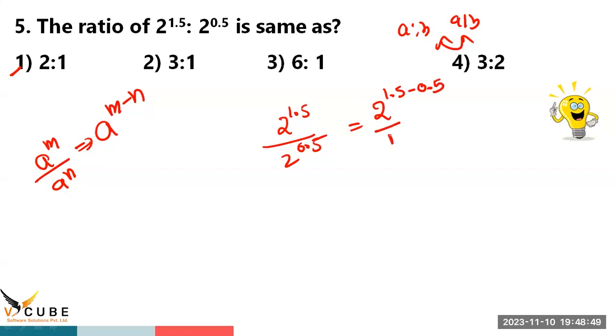And the denominator, if nothing is written there, what is the meaning? It means 1. So 2 power 1.5 minus 0.5 is how much? 2 power 1 by 1. 2 power 1 is how much? 2. So we can write 2 is to 1. Yes sir. That's why the first option is the right answer. Very good, excellent.